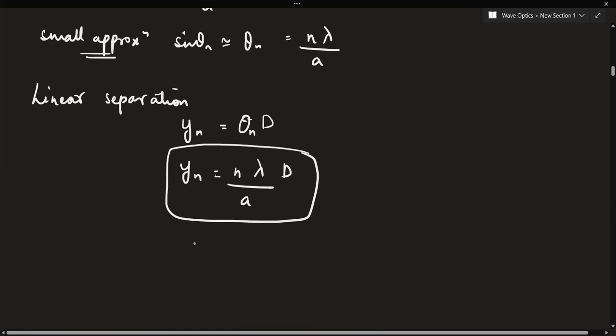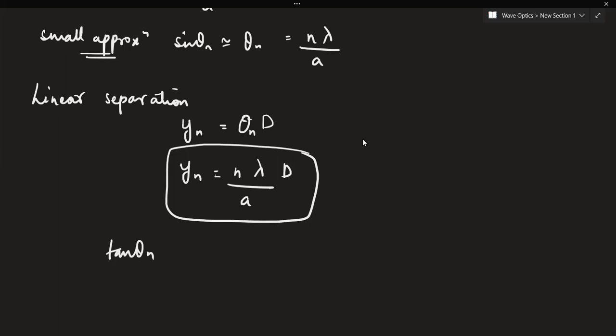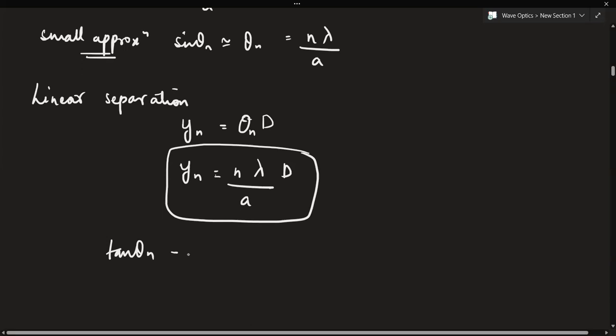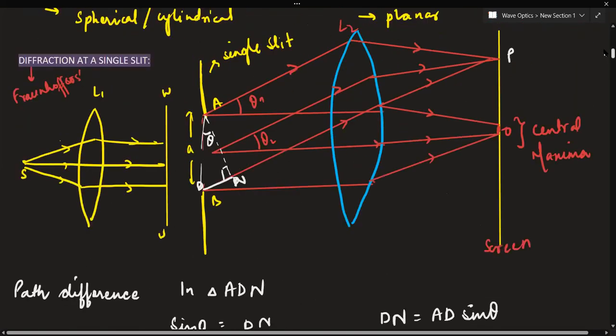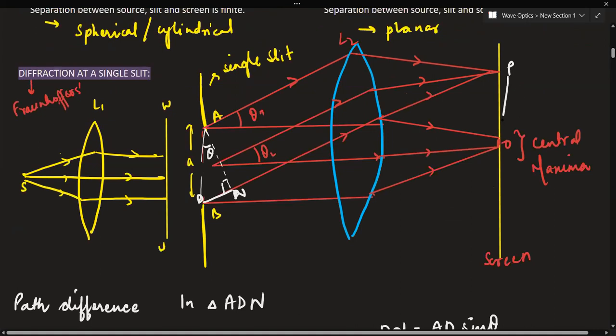If small approximation is not valid, then you use tan theta equals yn divided by d. This is for the case when small angle approximation is not valid. See, yn is this. Yn is this. This separation, this is yn.